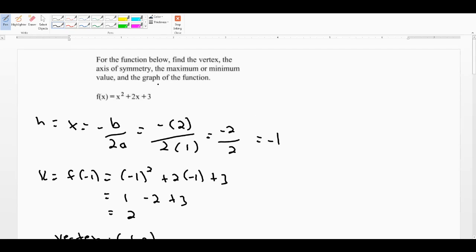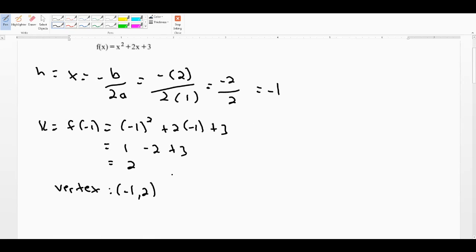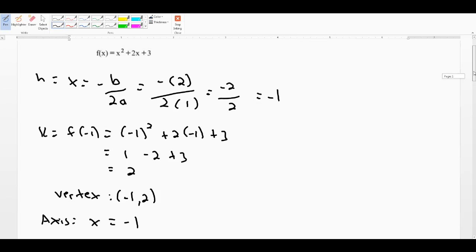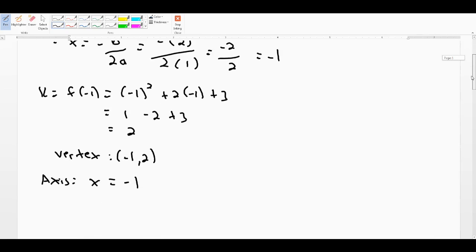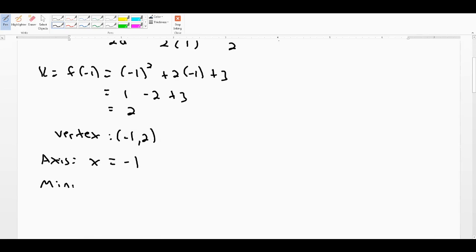Now it also asks to find the axis of symmetry. Well, the axis of symmetry is always a vertical line, so it's always x equals, and it's always the x value of the vertex. So in this case, the axis of symmetry is x equals negative 1. Now, the maximum or minimum value: since the number from the x squared is positive, that means that it is a minimum. There is no maximum. So the minimum value is the y value of the vertex. So it's y equals 2 at x equals negative 1.